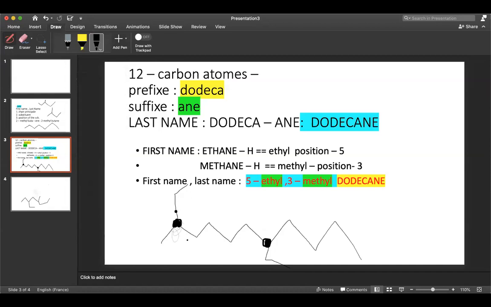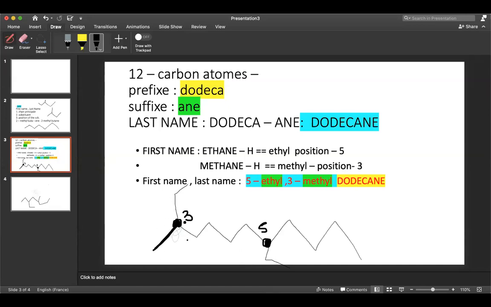So we have 1, 2, 3 at position number 3, and we have 1, 2, 3, 4, 5, so 5 there. Now my question is, which one is the shortest? The shortest possible distance is 1, 2, 3 to this substituent. If you want to move from this position to the other substituent, it will take 1, 2, 3, 4, 5, 6, 7, 8, so 8 carbon atoms to get there. But with this one, you just move 1, 2, 3 to get to this substituent.